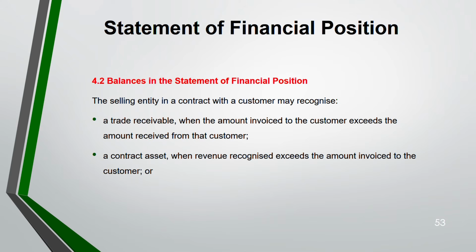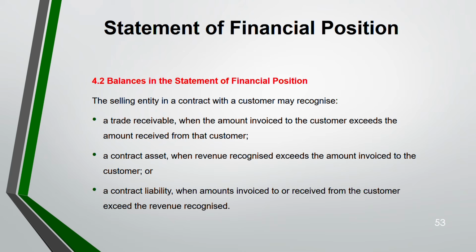Next, a contract asset. When your revenue is more than the amount that is invoiced to the customer, it's a contract asset. Or a contract liability, when the amount invoiced exceeds your revenue recognized. The other way round, just change. In a contract asset, revenue is more than the amount invoiced. In a contract liability, the amount invoiced is more than the revenue recognized. It's a contract liability.